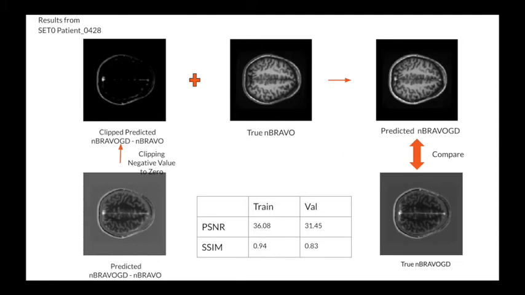We take patient ID 0428 as one of the test data. On the left corner, it is the predicted residue. We clip negative values to 0 and get the clipped predicted residue. We add the clipped predicted residue to the true mBravo and get a predicted mBravo GAD. We can compare the predicted mBravo GAD with the true mBravo GAD. We can see that for the enhancement part, this part, we successfully predicted it. And that is what we are looking for.